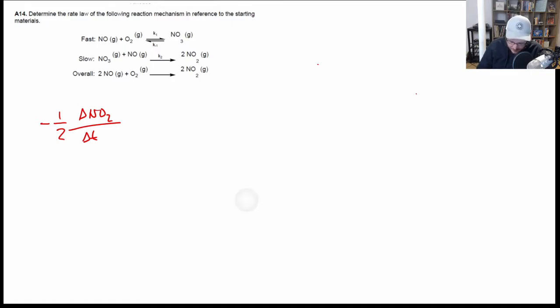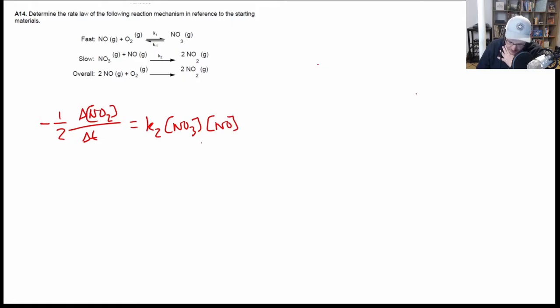Right? Because this rate law right here, so I think this is what I should have referenced it to, right? You have the change in concentration of NO2 over delta T. That's going to be equal to K2 times the concentration of NO3 times the concentration of NO, right?